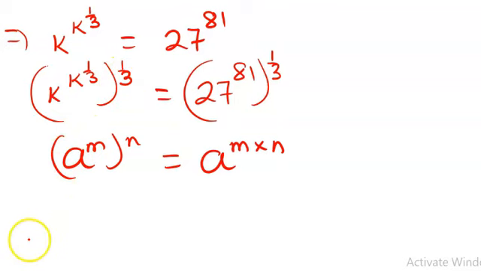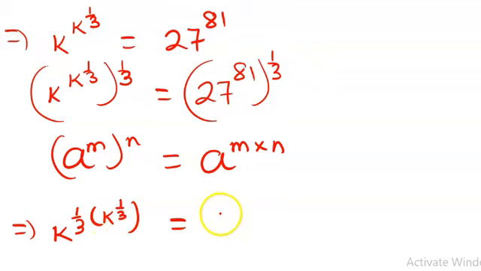So the same thing, we are going to have k raised to the power 1/3 times k raised to the power 1/3 be equal to 27 raised to the power 81 times 1/3. So this will go here 27, so that we have k raised to the power 1/3 times k raised to the power 1/3, which is equal to 27 raised to the power 27.